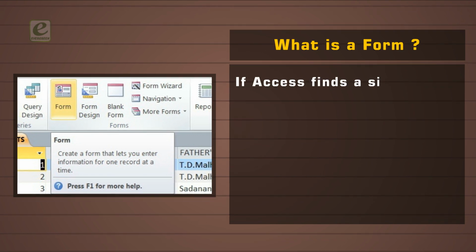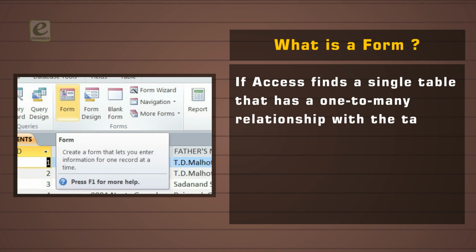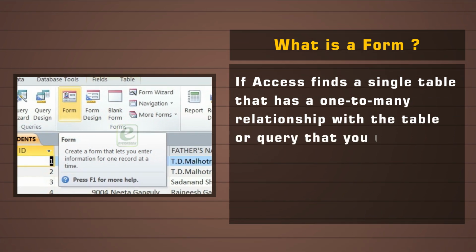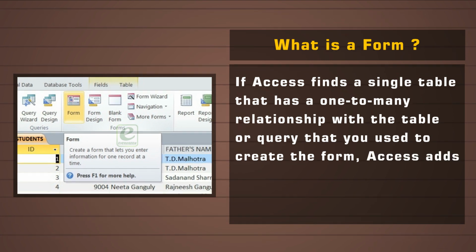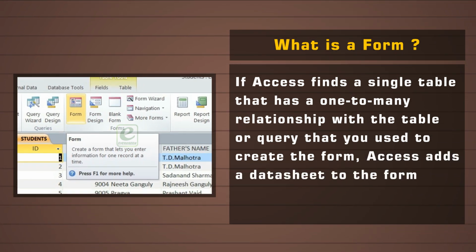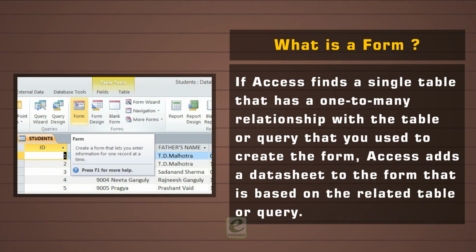If Access finds a single table that has a one-to-many relationship with the table or query that you used to create the form, Access adds a data sheet to the form that is based on the related table or query.